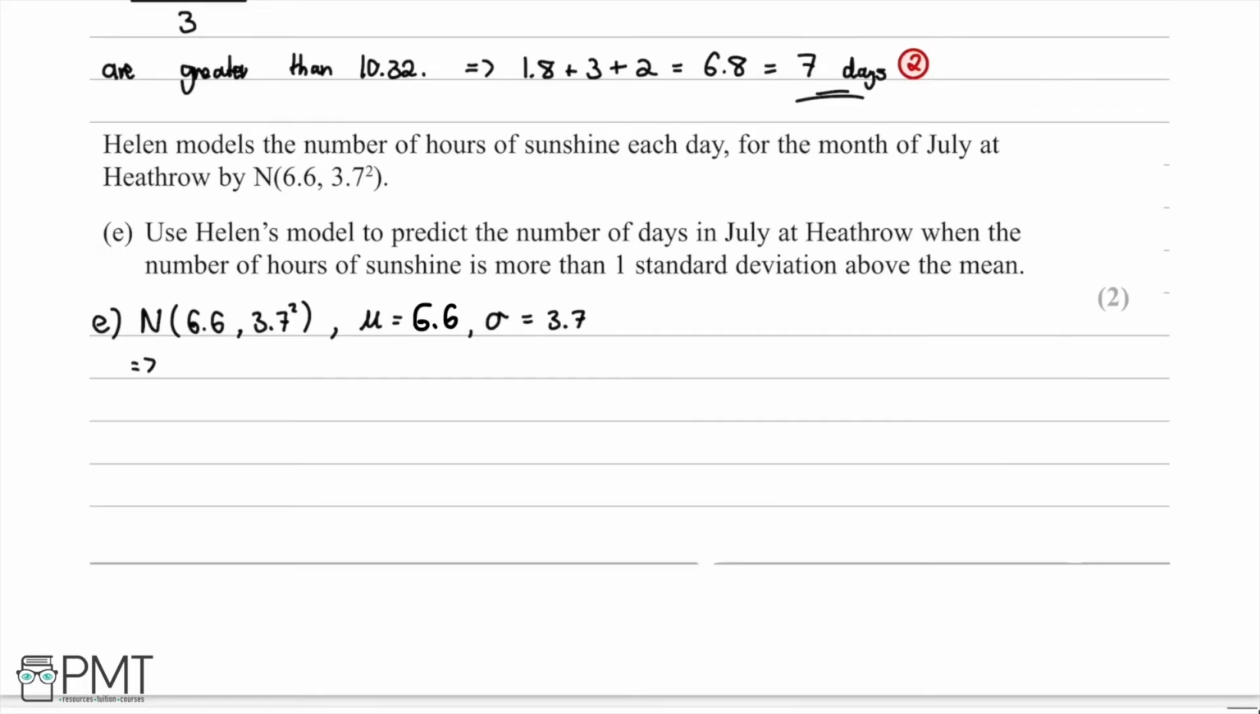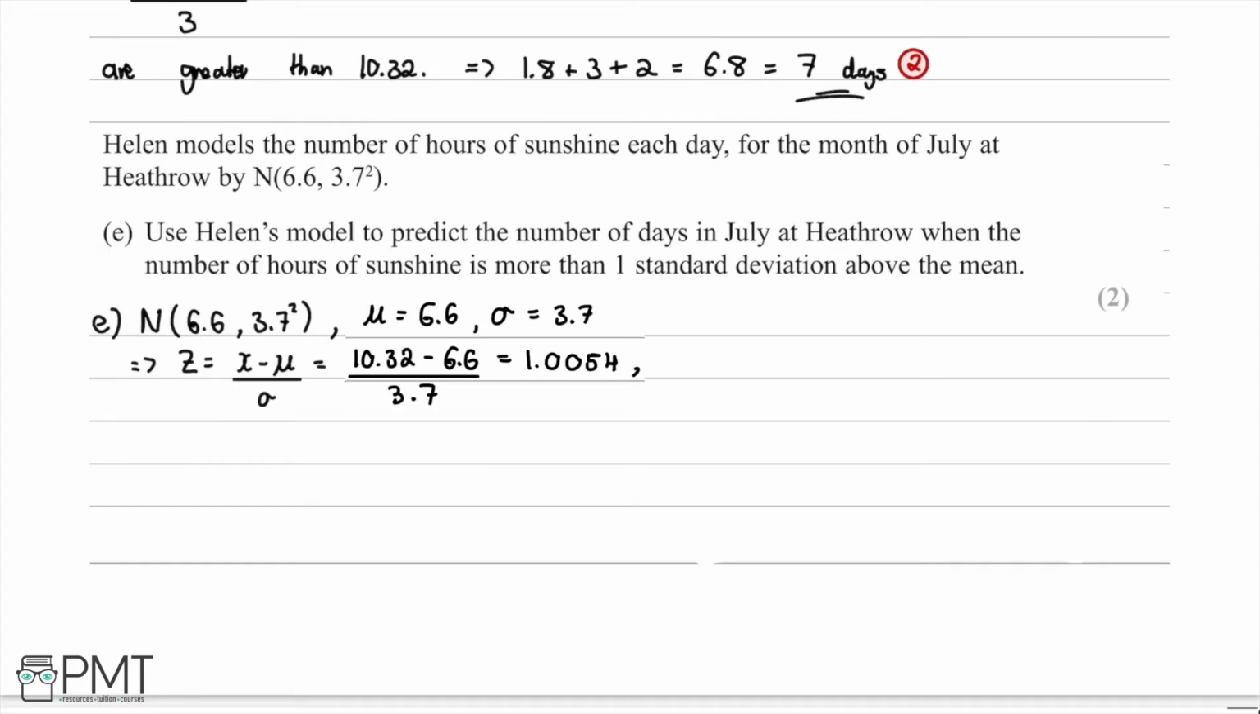We'll have that our critical value z is equal to x minus mu divided by sigma, where x is the number that was predicted in the previous point, so that would be 10.32. So we'll have 10.32 and we'll subtract 6.6, and we then divide this by 3.7, and putting this into a calculator, this comes out as 1.0054.